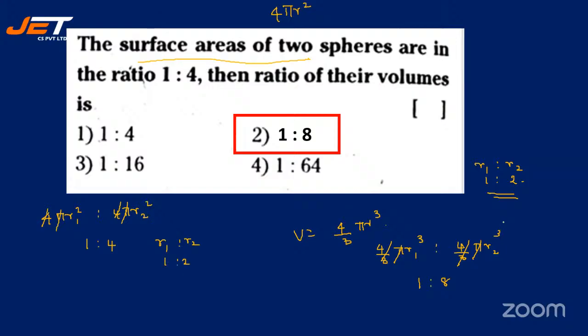Now the same, I have to find out the volume of the sphere. 4 by 3 pi r cube. 4 by 3 pi, 4 by 3 pi I have cancelled. So r1 whole cube is to r2 whole cube, which is 1 the whole cube, 2 the whole cube, that is 1 is to 8. All right. Yes. So let's see quickly how many of you have given the answers. Right. Okay. Fine. Now let's move on to the next question.